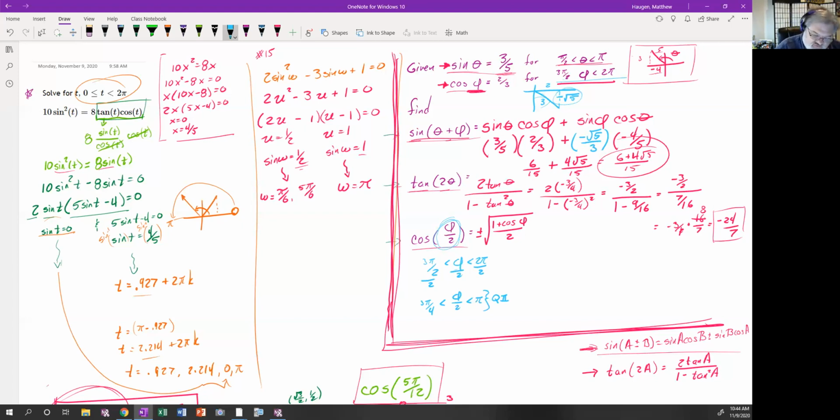And visually, if you think of it, we've got phi down here in quadrant 4. If we go only halfway, we're in quadrant 2. So what is the cosine of something in quadrant 2? Cosine in quadrant 2 is negative. So we're going to have to use that negative square root of 1 plus the cosine of phi over 2.